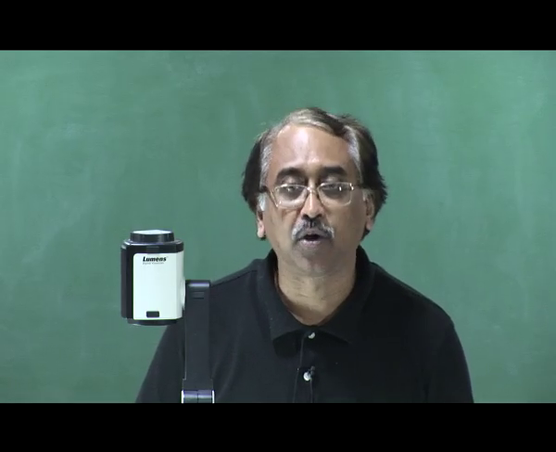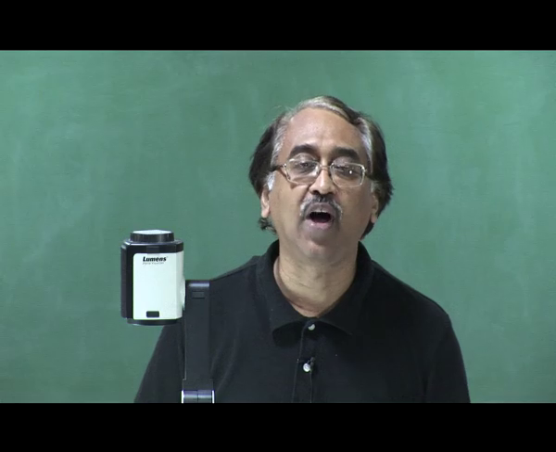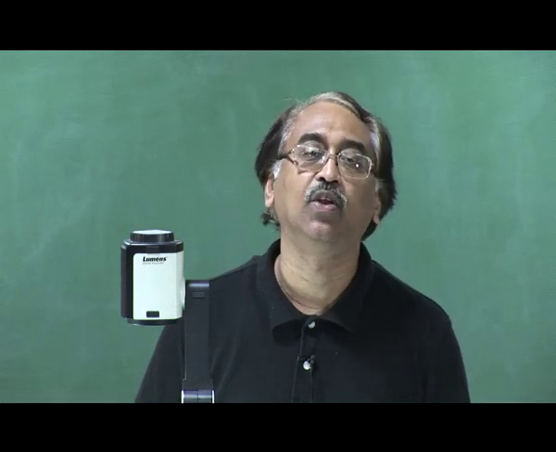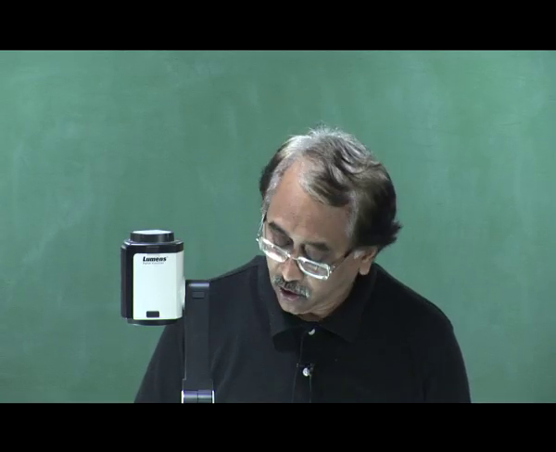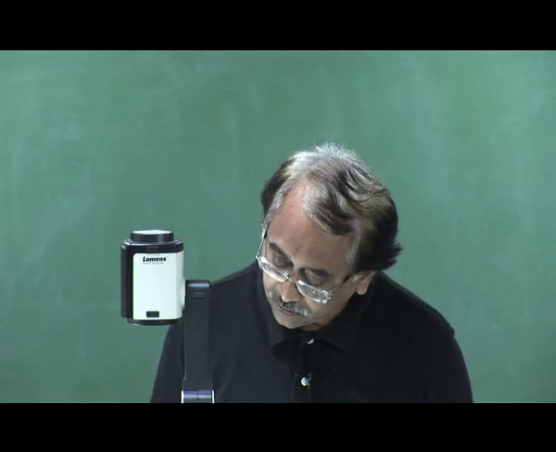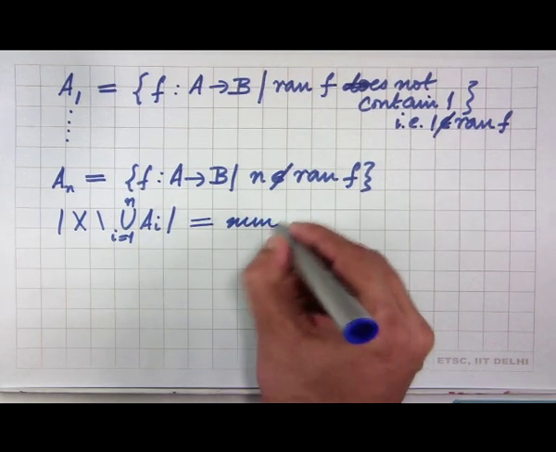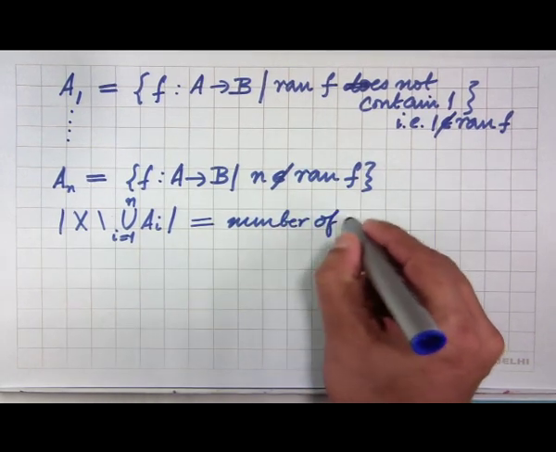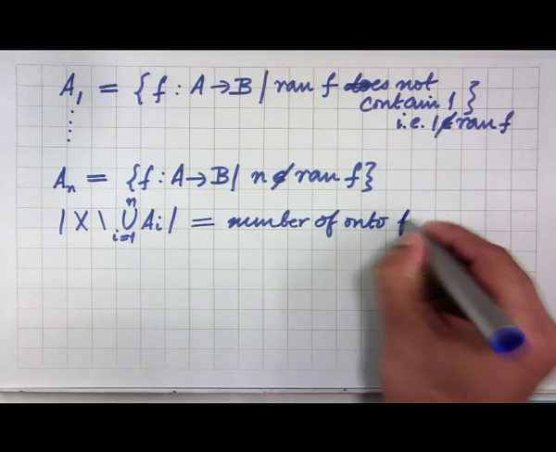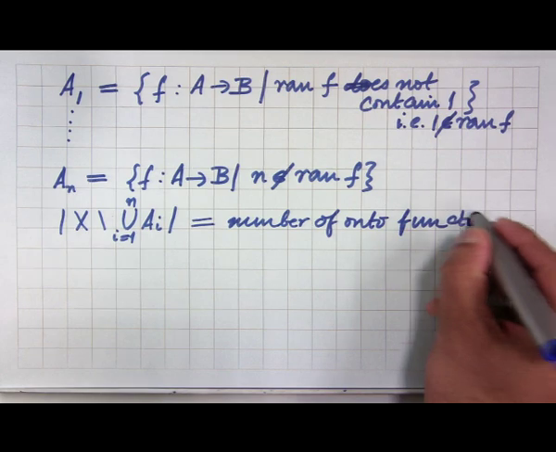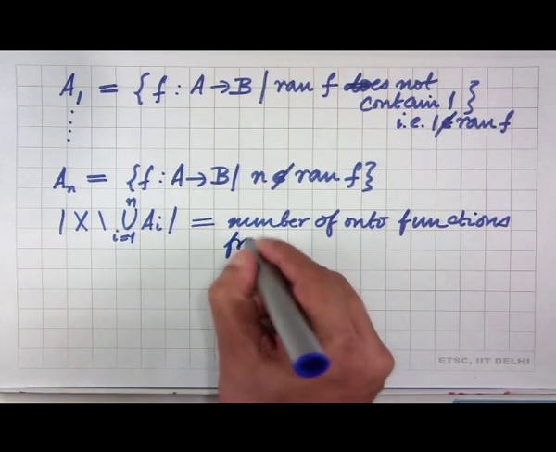And now if something is not onto, it's clear that one of the numbers, at least between 1 and n, will be missing from the range of the function. And therefore, it must be included in the union of the Ai's. Therefore, the left-hand side, in fact, counts the number of onto functions from A to B.